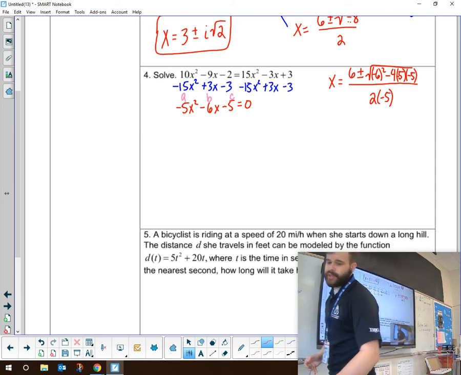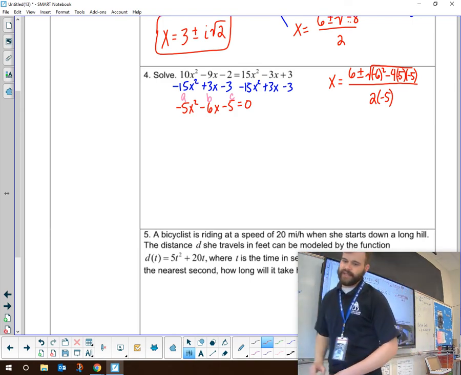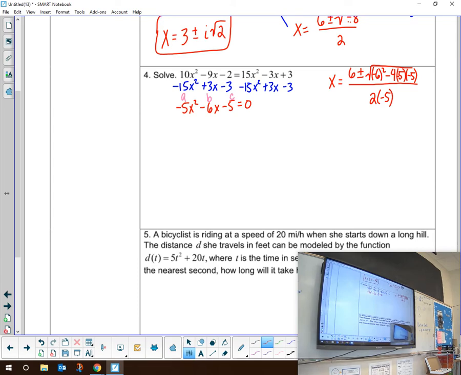Well, I am going to need to grab my handy dandy calculator. Where did that go? It's around here somewhere. There it is. I'm going to work this out. I'm going to plug in negative 6 squared minus 4 times negative 5 times negative 5. I'm just plugging in what's inside that square root. Then I'm going to hit enter, and we're going to get negative 64. That makes sense. So we're going to have x equals 6 plus or minus the square root of negative 64 all over 2 times negative 5, which is negative 10.